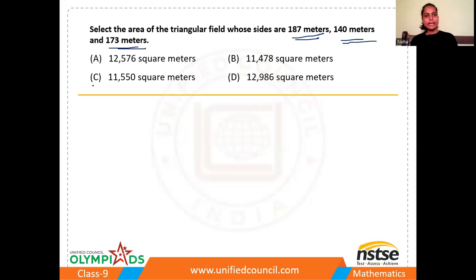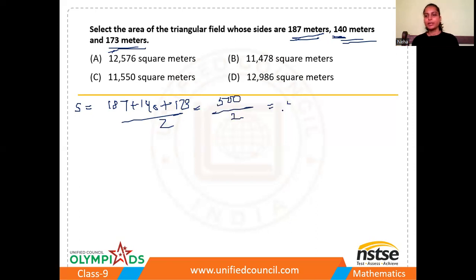So basically the three sides of the triangle are given. So I can use Heron's formula, right? First of all, I have to find the value of s, which is a plus b plus c by 2. That means 187 plus 140 plus 173 by 2. Okay, so now I have to do a calculation. This sums to 500. 500 by 2, this is 250.